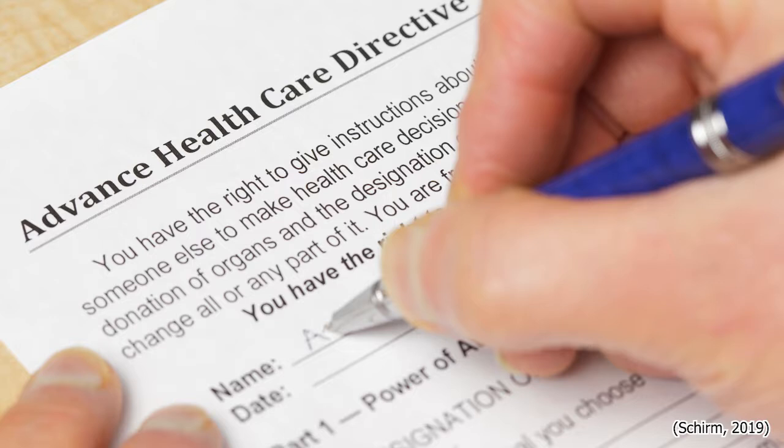Advanced directives have been around for several decades, mostly beginning in the 1970s, stemming from the patient and consumer rights movements that occurred in both the 1960s and 70s. Advanced directives originate from a Supreme Court ruling in which the Supreme Court decided that patients have the right to refuse life-sustaining treatment.